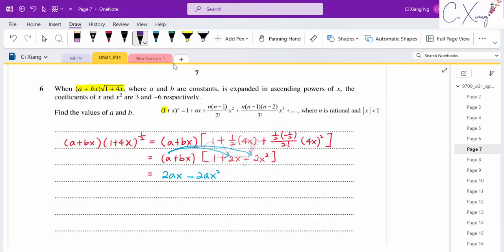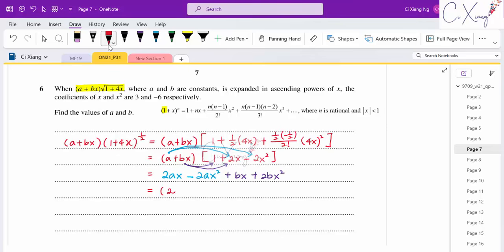Besides the term a, I also need to consider the term bx. So bx, if I multiply with 1, I'll get a term in x, right? So I'm having bx. For bx, I need to multiply also with 2x. Therefore, I'm having plus 2bx squared. I'm not going to multiply bx with the negative 2x squared because I will get something with x to the power 3, and I'm not interested in x to the power 3. Alright, then now I try to group all the x together, all the x squared together.